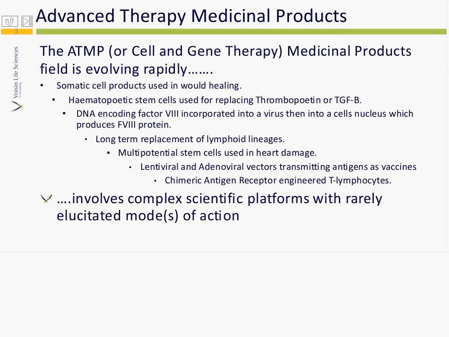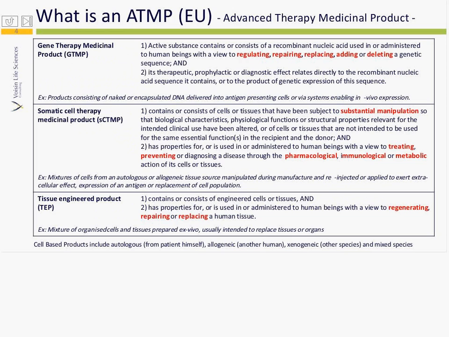Essentially, all of these different medicinal products that are coming through clinical trials at the moment involve complex scientific platforms, and rarely is the mode of action elucidated for these products, which can become a problem for regulatory matters. So from a regulatory perspective, an ATMP can be divided into three different categories. And these are known as gene therapy medicinal products, somatic-cell therapy medicinal products, and tissue-engineered products. And these are essentially categorized on their mode of action and how they are prepared.